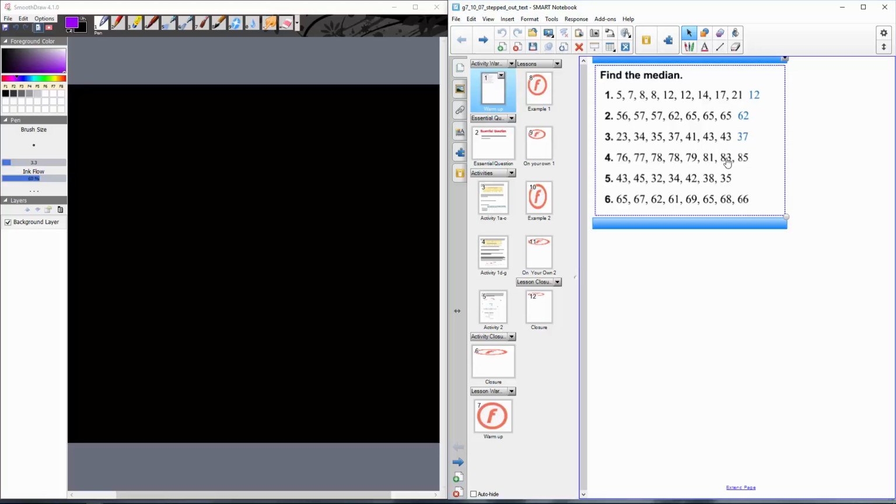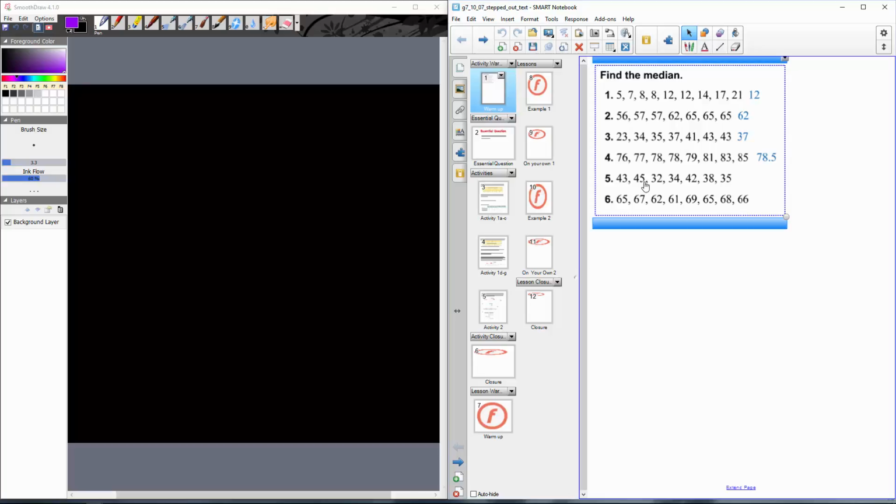This one here, again, it looks like they're in order. I have 1, 2, 3, 4, 5, 6, 7, 8. So I go in 4. Now I have two different numbers. I have 78 and 79. In order to get the average between these, I have to add them together and divide by 2. So I have 78.5.